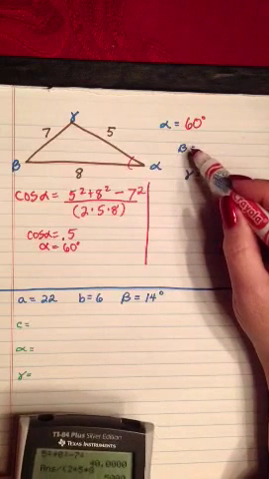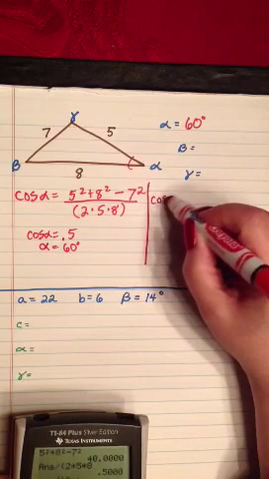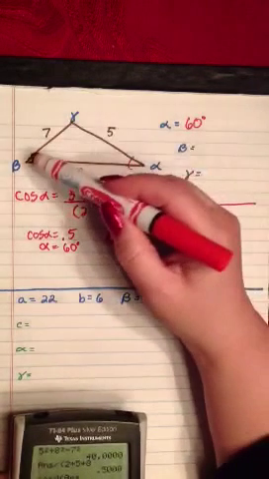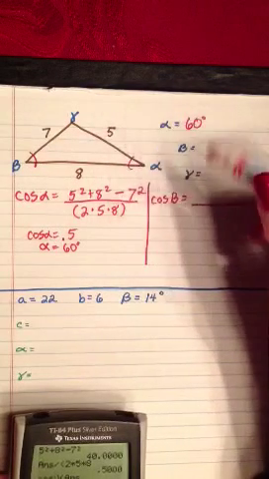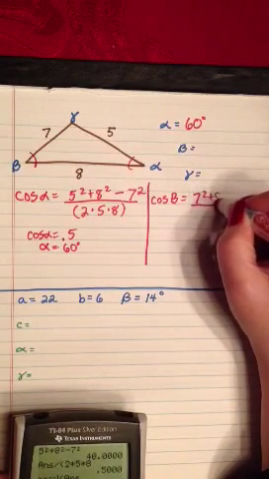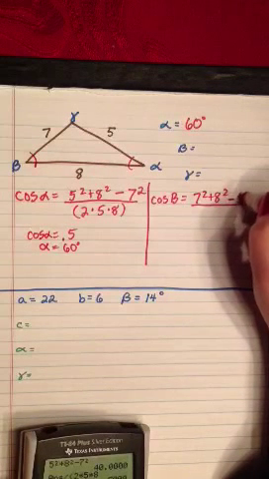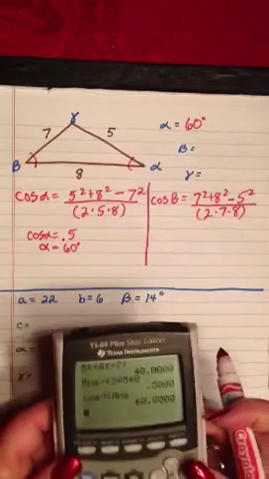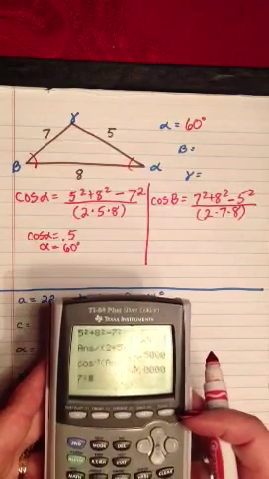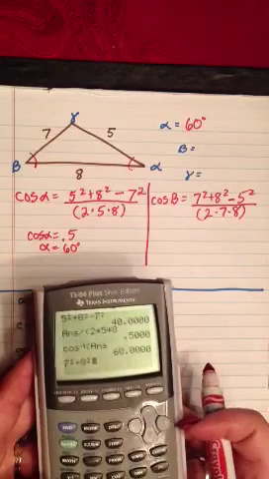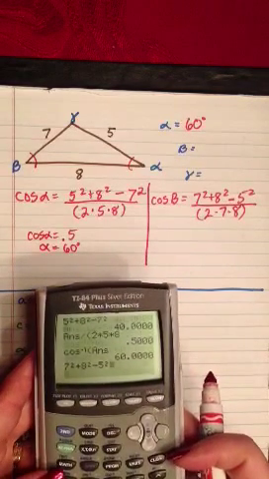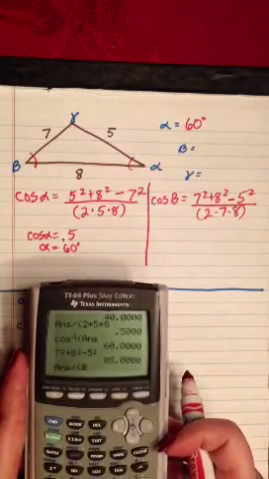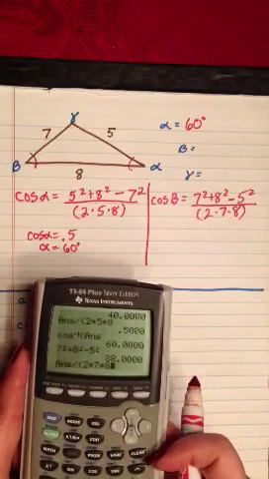Next, I'm going to go ahead and find beta. So I could say the cosine of beta is equal to, and so when I'm trying to find beta, I'm concentrating on these 2 sides first. So it'd be 7 squared plus 8 squared minus 5 squared divided by 2 times 7 times 8. So then I type that in my calculator. I would say 7 squared plus 8 squared minus 5 squared. I always go ahead and hit enter at this point. Divided by the denominator, and you need to put in parentheses, 2 times 7 times 8.